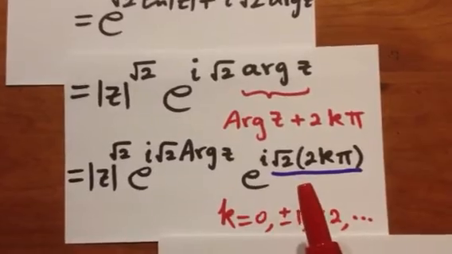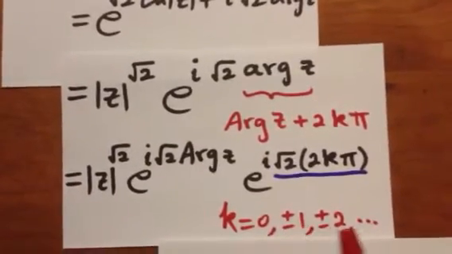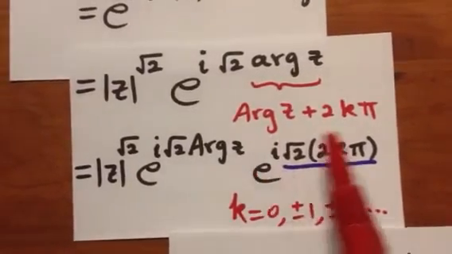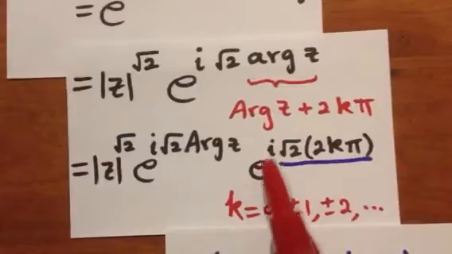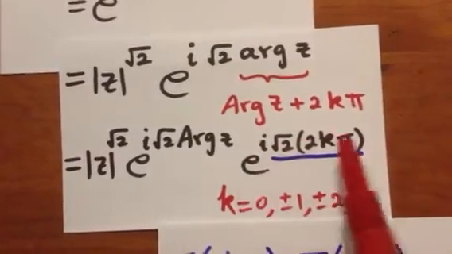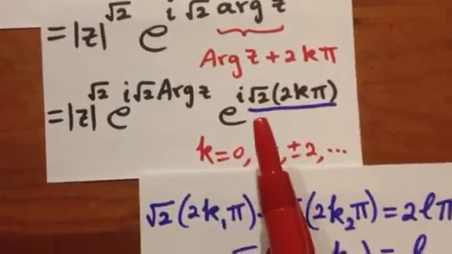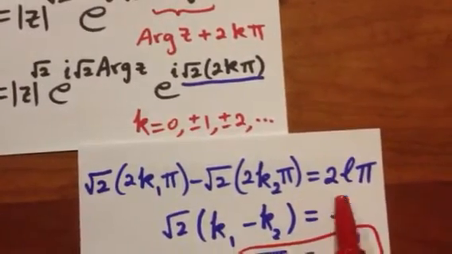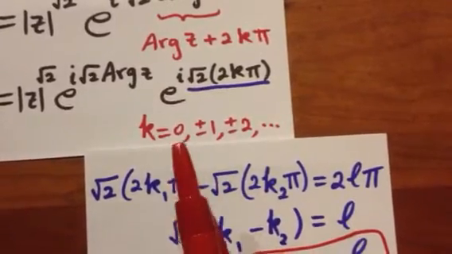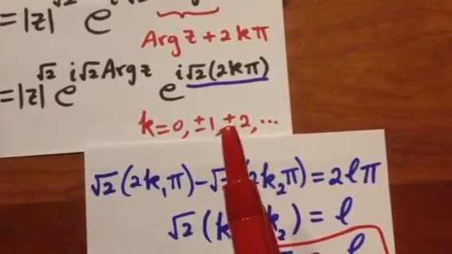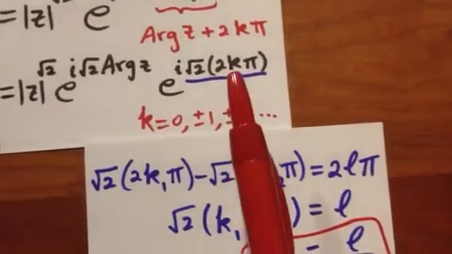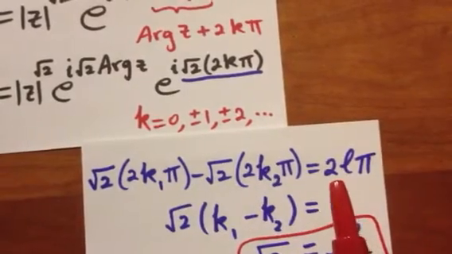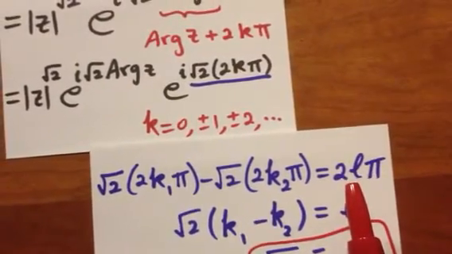So suppose that we don't: for a pair of k1 and k2, we plug them in here, and the resulting complex numbers are the same. If that's the case, then the arguments must differ by a multiple of 2 pi. So here it is. We take two different k's, k1 and k2. We plug them in here, and then we take the difference. We set it equal to 2L pi, where L is some integer.